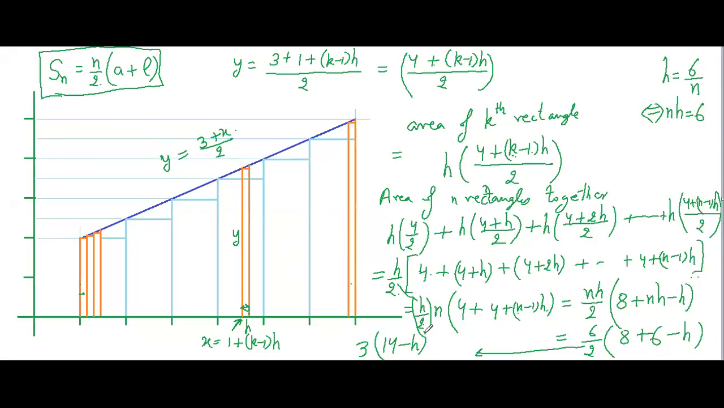This 2 is already there. This is not the part of this sum. The part of this sum will be n divided by 2, another 2, and first term plus last term. So here actually 4 is there. So we will be left with 3 divided by 2. Let me erase it. So we will be left with this 3 divided by 2 into 14 minus 7.